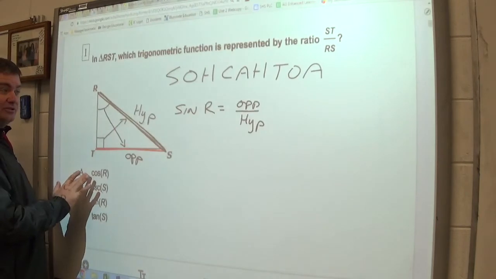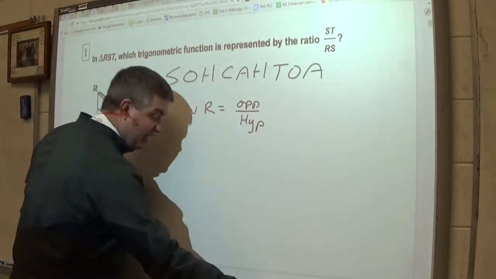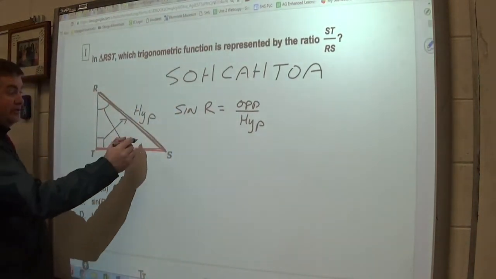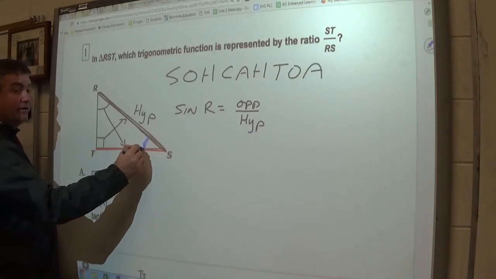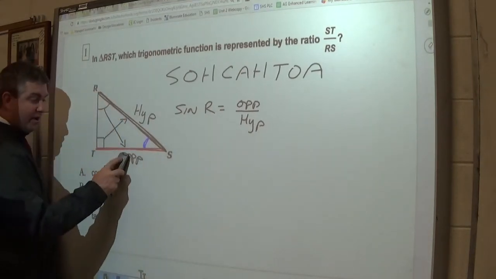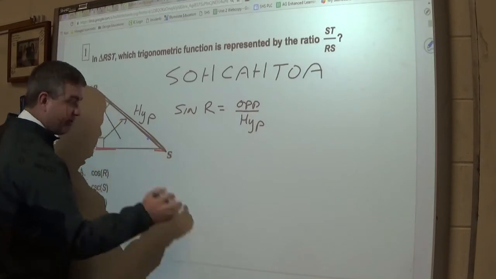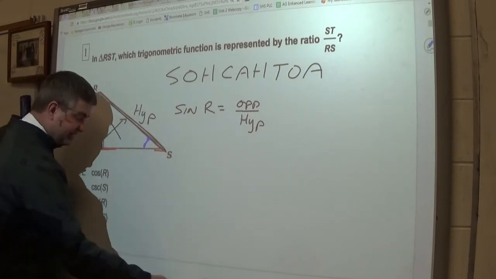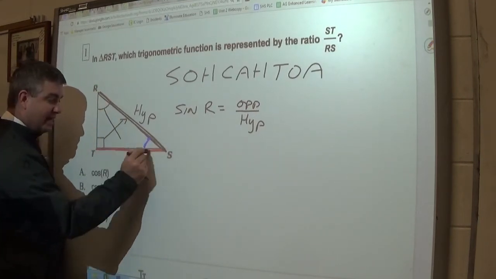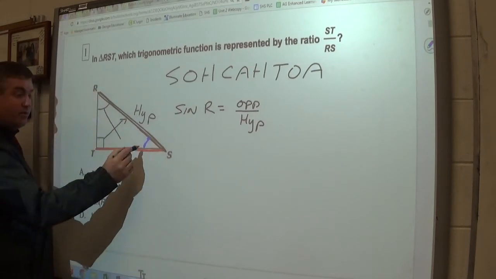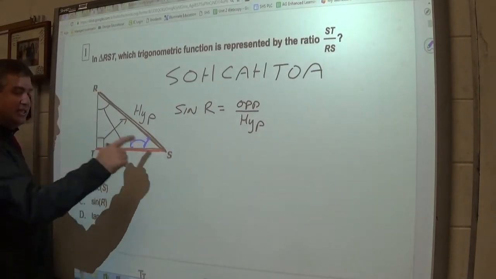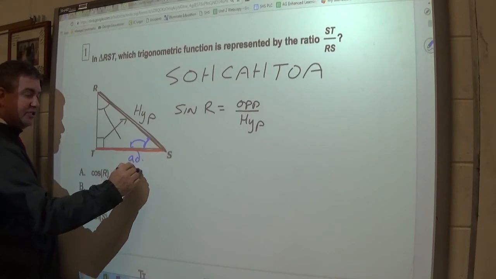I haven't even looked at the answers yet. That's not the only one because I just picked angle R. I could have picked angle S down here. If I talk about angle S, then this side here is not the opposite side anymore. This side in relation to angle S is now the adjacent.